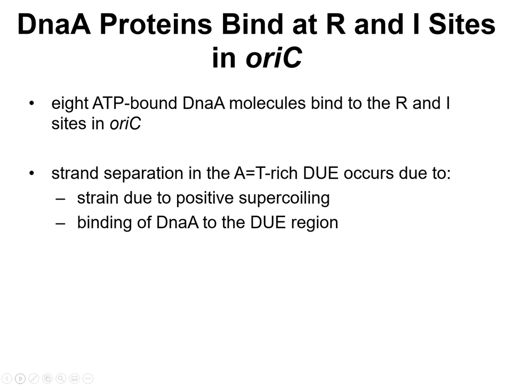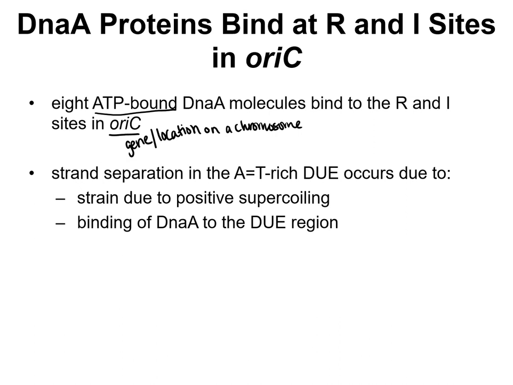So in order for DnaA to be functional, you actually need 8 ATP-bound DnaA molecules, and they bind to the R and the I sites in the origin. So oriC, you see how it is italicized? We're talking about a gene or location on a chromosome.